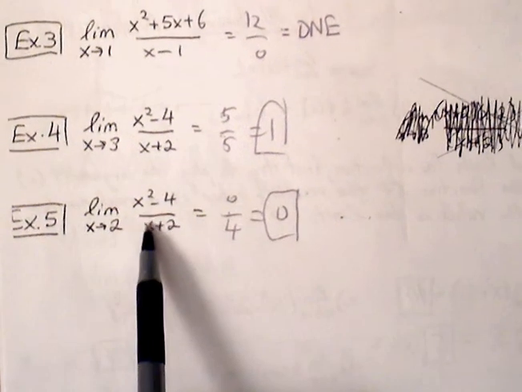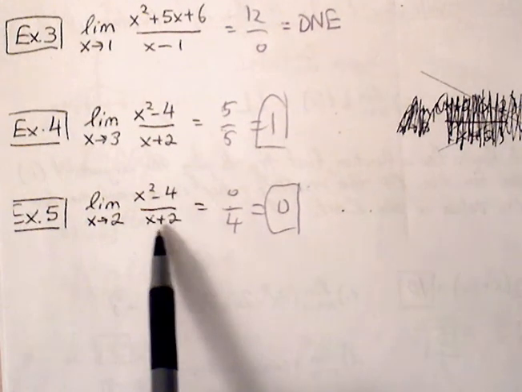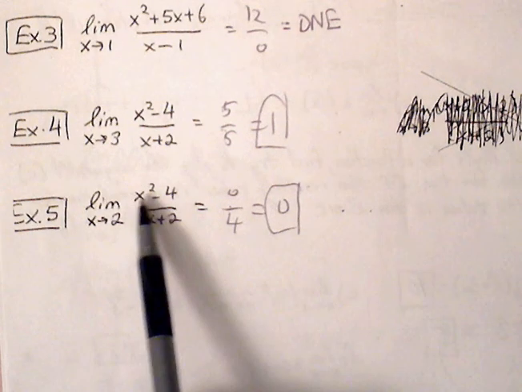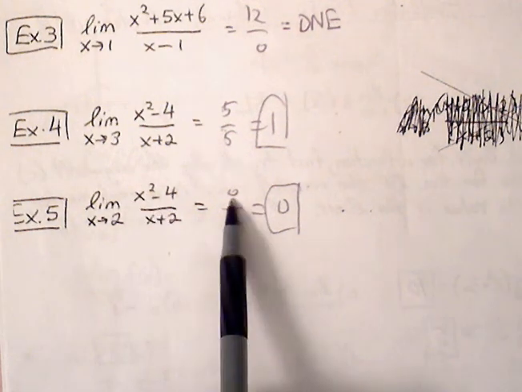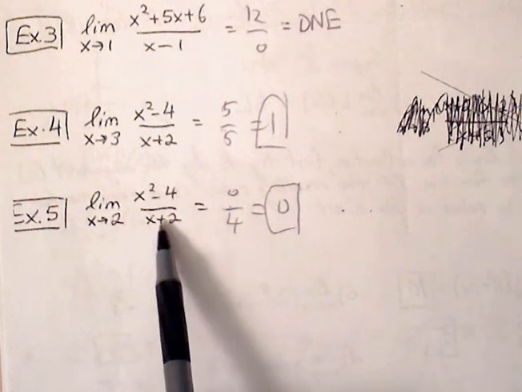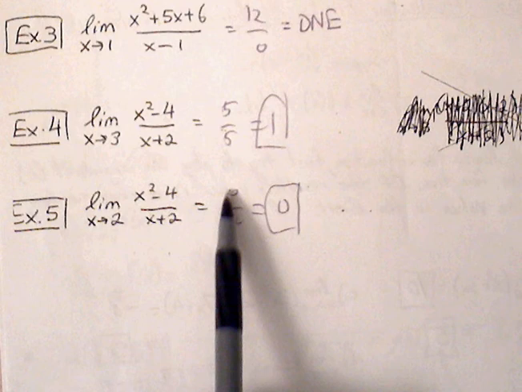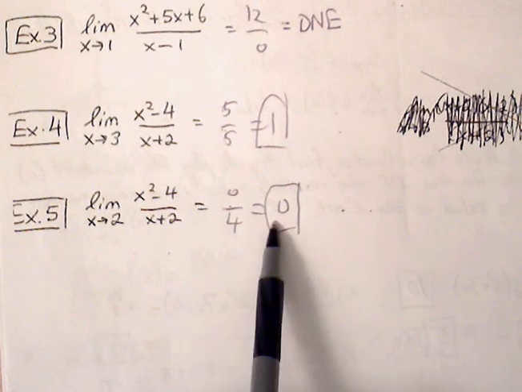Okay, limit as x approaches 2 of x squared minus 4 over x plus 2. Here, again, we plug in: 2 squared minus 4, 4 minus 4 is 0. Denominator, plug 2 in for x. 2 plus 2 is 4. 0 over 4 is equal to 0. Now, 0 over 4 is a real number, so we can stop there as well.